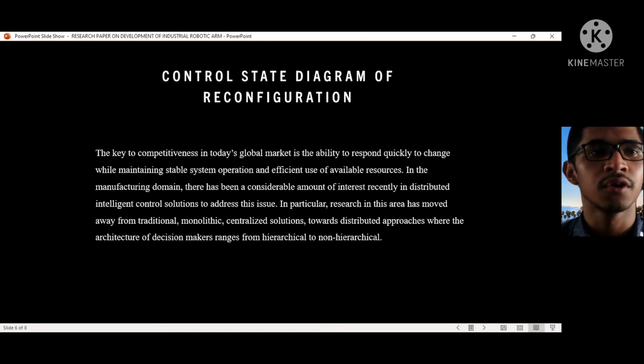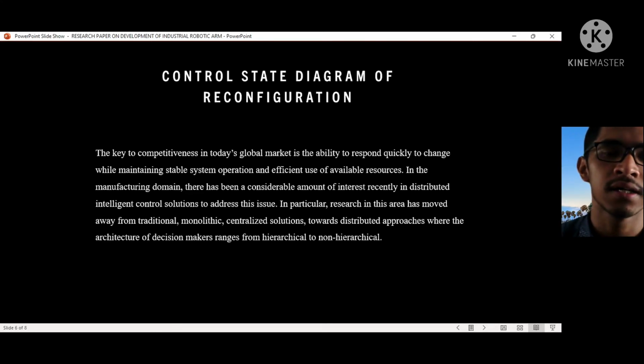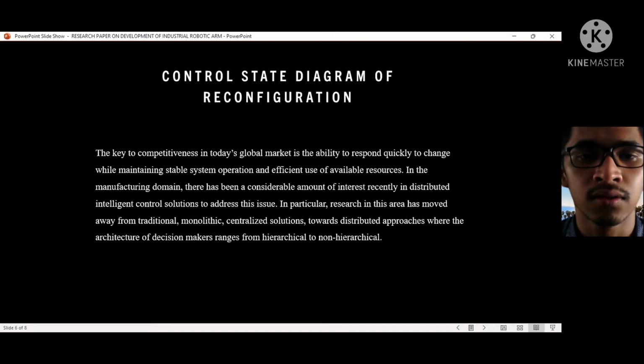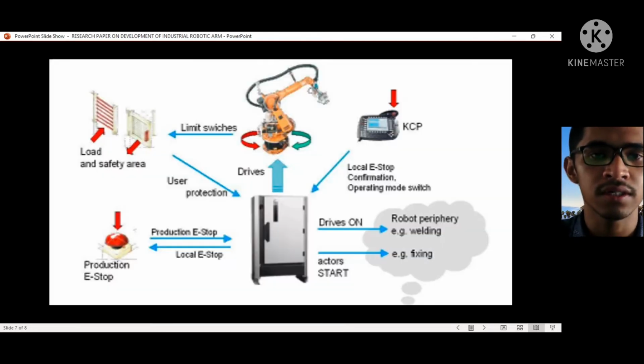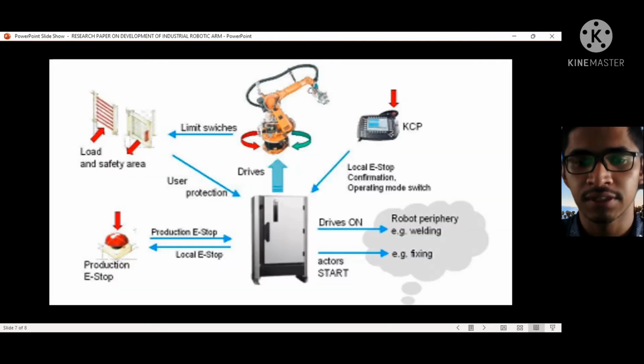So that is why today industrial manufacturing needs to have robotic arms, because they need to go fast, like what I just read. Today the global market requires the ability to respond quickly to change. So they need to respond fast and produce outcomes faster to compete with other companies or other manufacturing industries. So here is the image of the control system of reconfiguration.